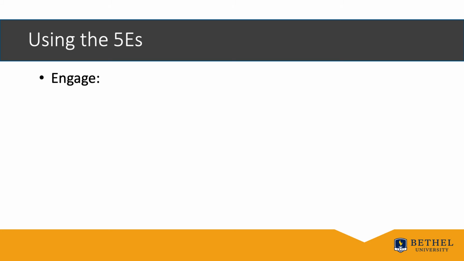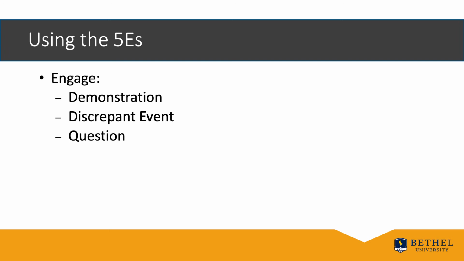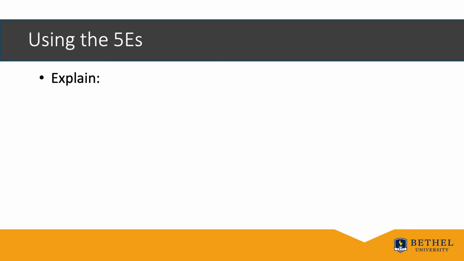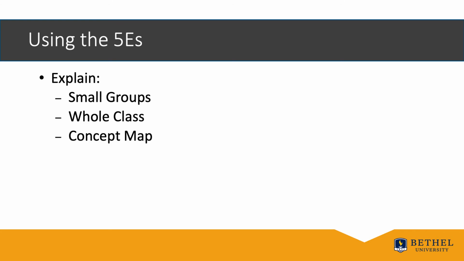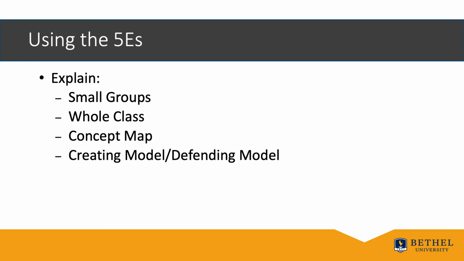Let's start with engage. We can engage students through demonstration, describing an event, questioning, and by challenging them. How can we have them performing in activities where they're explaining? We could have them in small groups. We could have a whole class discussion. We could have them developing concept maps. We could have them creating a model or defending a model. We could have them answering a journal prompt, which would be a way to get writing into it.